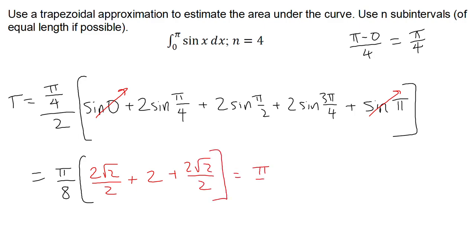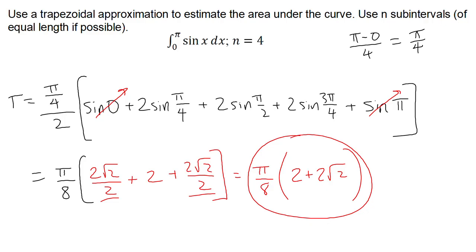So it looks like we have pi over 8 times 2 root 2 over 2, which is root 2, plus another root 2 at the end, right? This is root 2 and this is root 2, so that's 2 root 2. So it's times 2 plus 2 root 2. And of course, that answer is a perfectly acceptable answer. If you want to distribute the pi over 8 through, you can. Like, I'll take this answer.